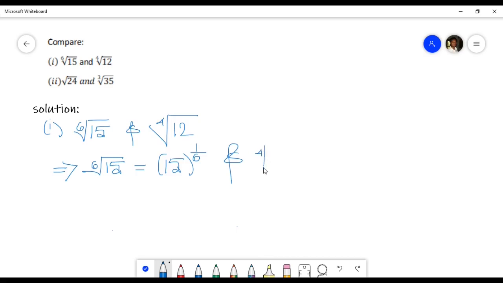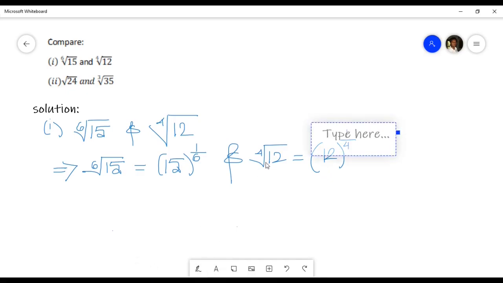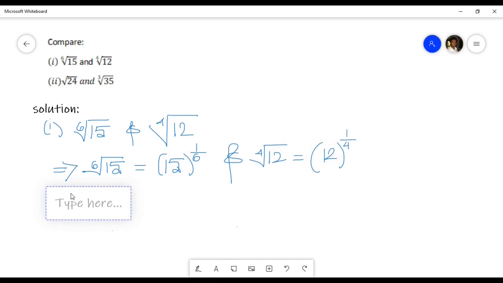Now let's see the second term, 4th root 12. 12 is the base. There is no exponent. 12 does not have an exponent, so by default it is 1, which is written as a numerator. 4, which is the index, is written as the denominator. So I hope you have understood till here how we have converted the radical number to fractional exponent.